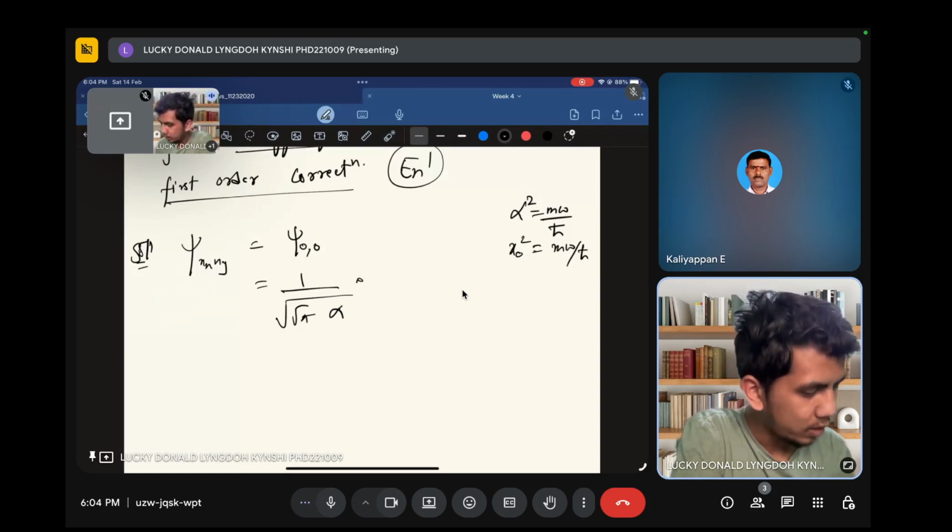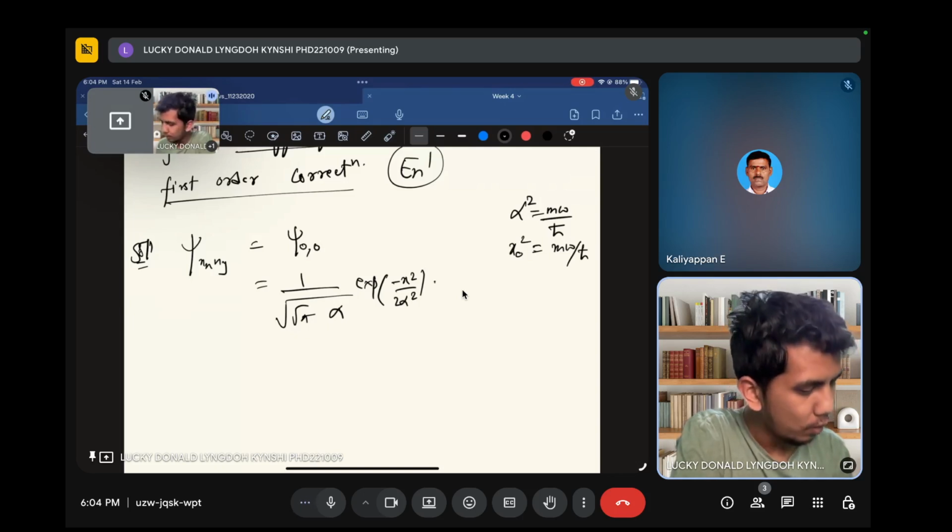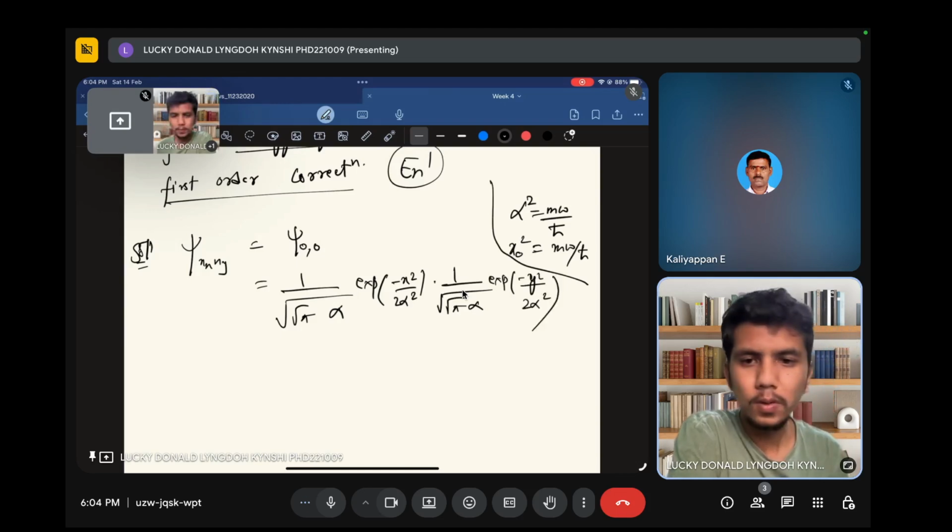And exponential of minus x square by 2 alpha square. Okay, that is for nx equal to 0, multiplied by 1 divided by root of pi alpha, exponential of minus y square by 2 alpha square. Okay. So this is the energy state. It's easy to find the energy state. You just need to know what is the ground state.